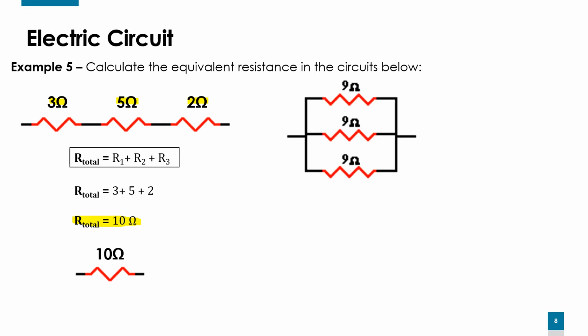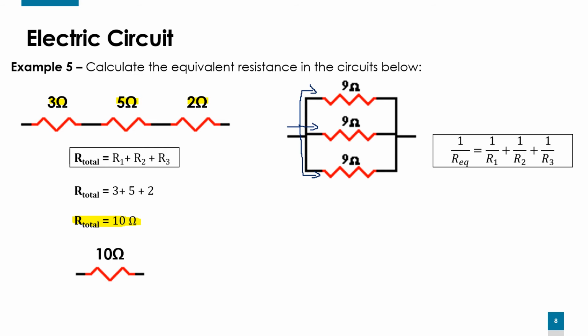and I can represent it like that. But now I don't have a series circuit. This is parallel. How do I know? Because when my current comes here, it splits in 3 parts. Part of the current goes above, part in the middle, and part below. So here I have a parallel circuit. If this is a parallel circuit, I need to use the second formula, so the inverse.